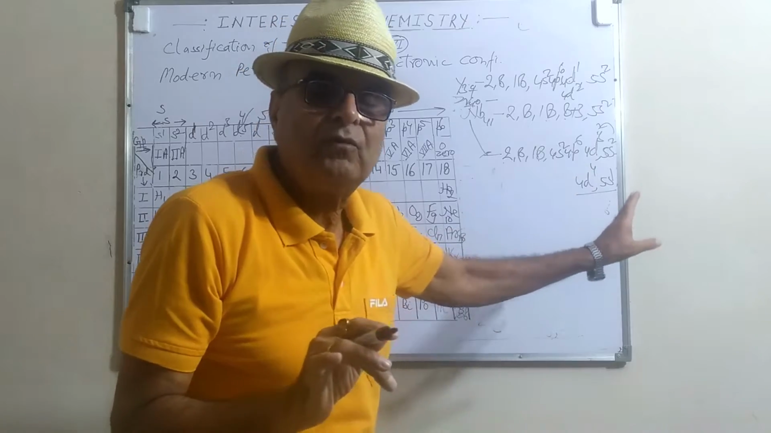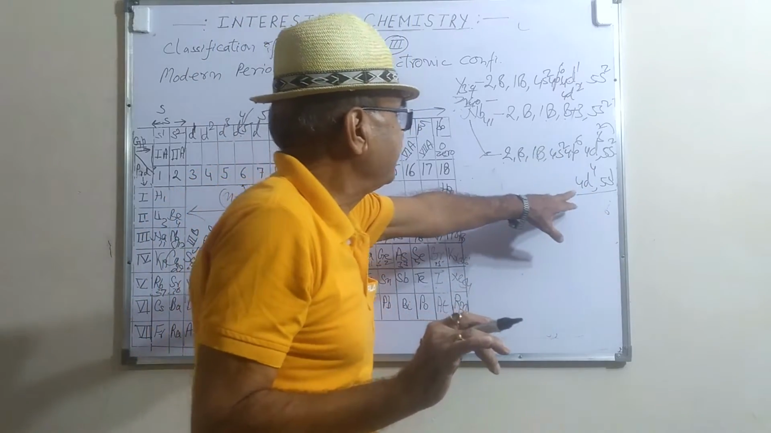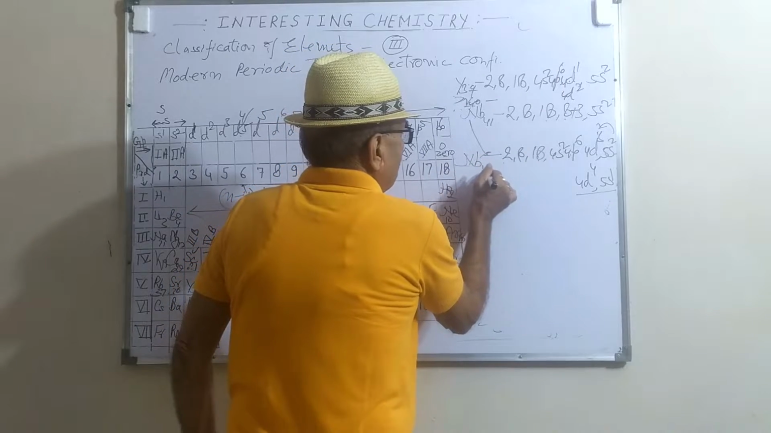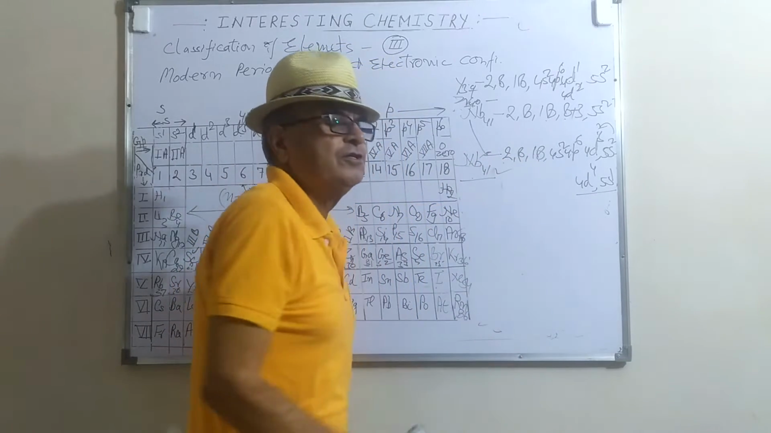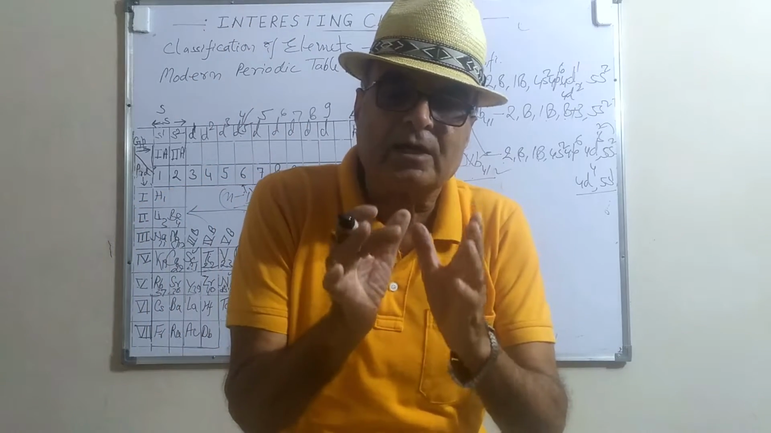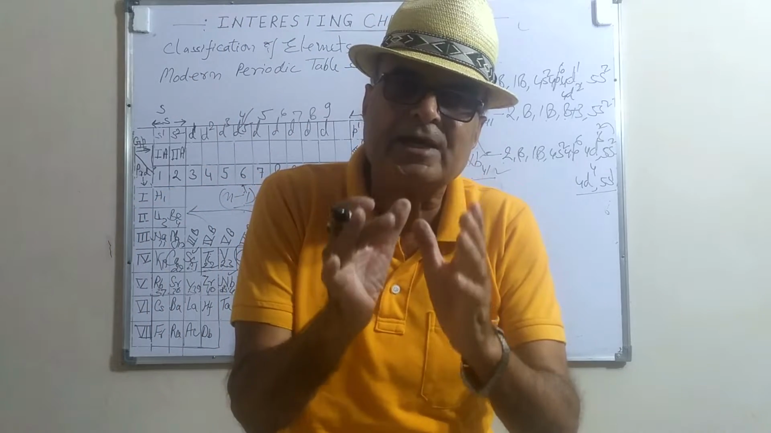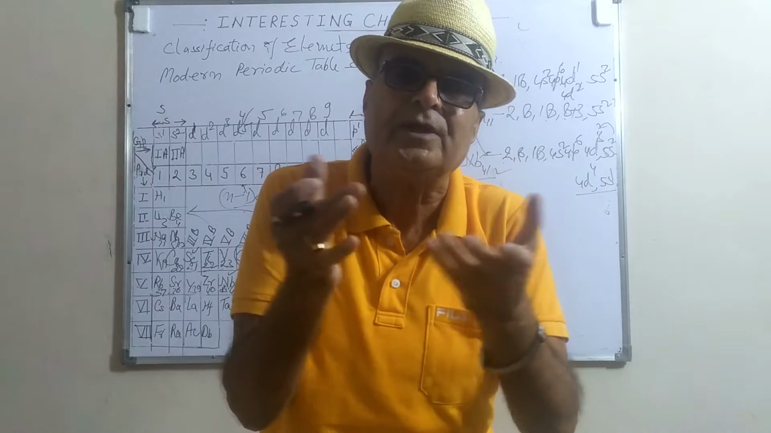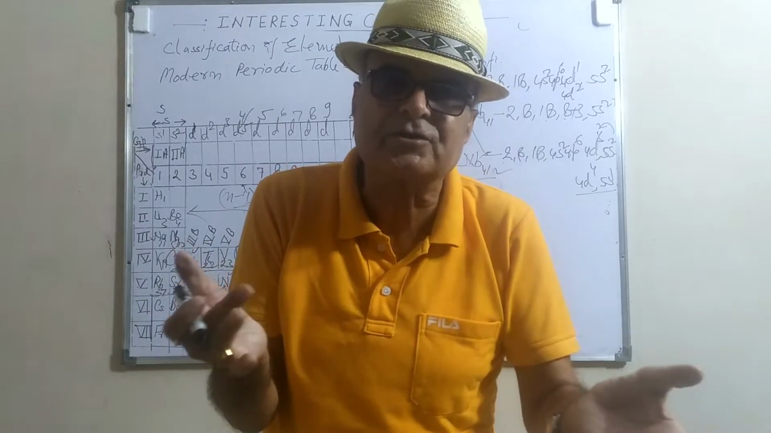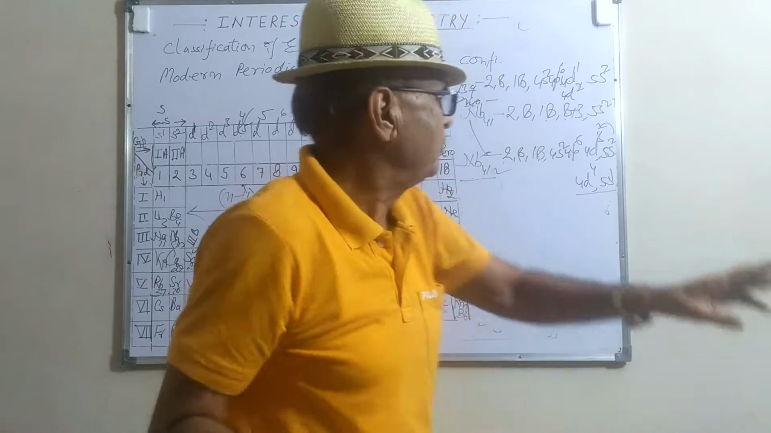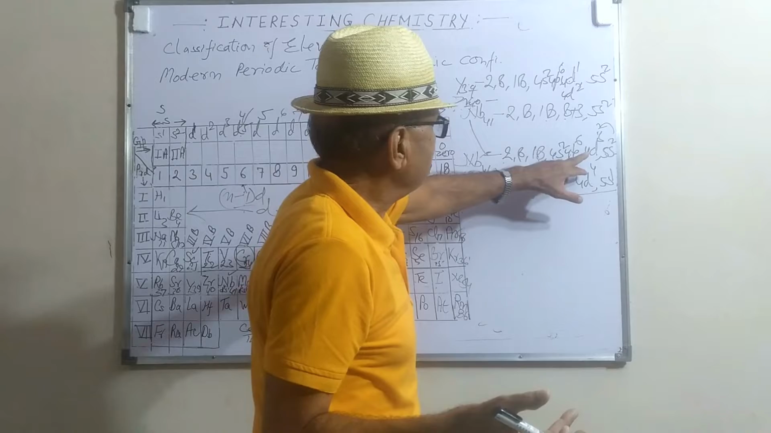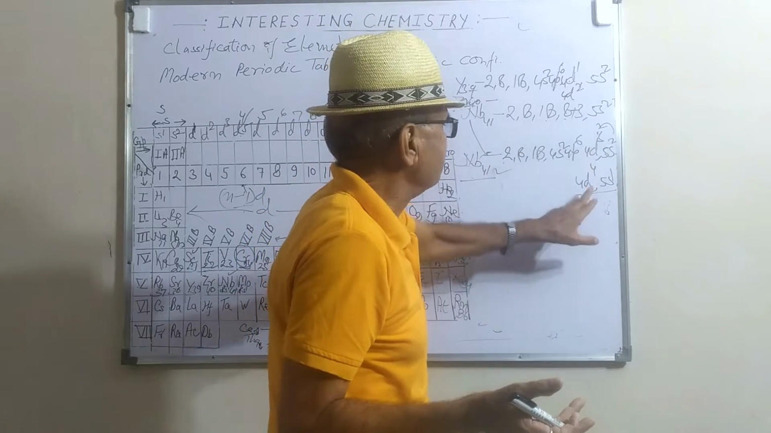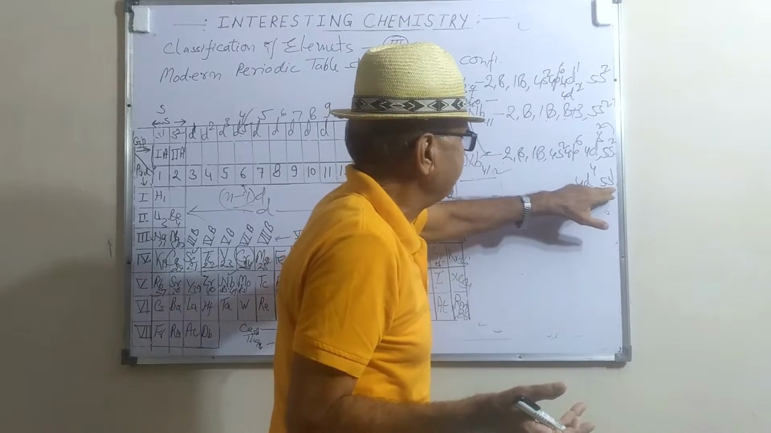4d4 and 5s1. So here it is also a change in the case of niobium, because in your examination the elements that have exceptional electronic configurations are asked. According to the rule, niobium should be 4d3, but it is changed. One electron is migrated, then 4d4 and 5s1.